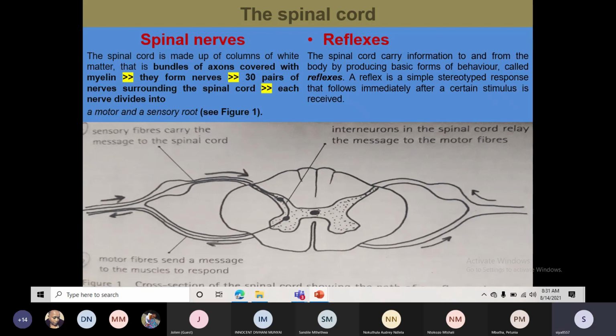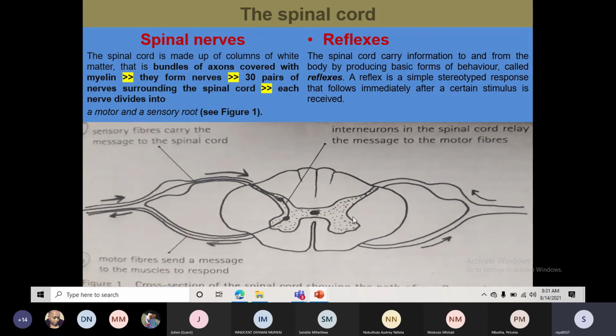Remember stimulus. A stimulus is any information that you receive, whether it's touch, what you see, or what you're hearing. Anything that you receive that triggers your behavior is called a stimulus.